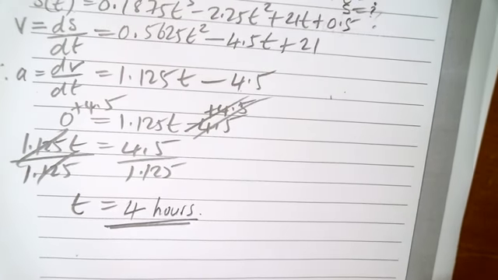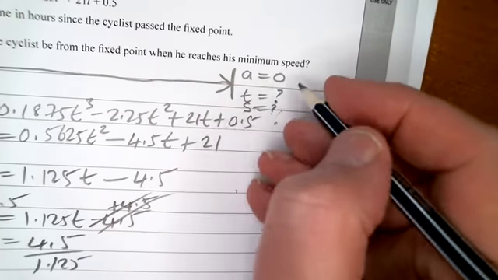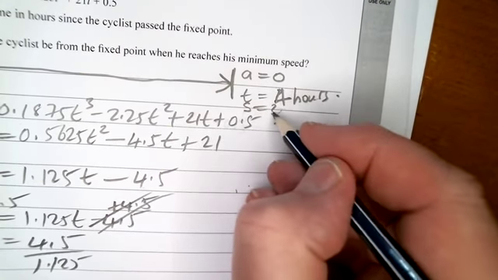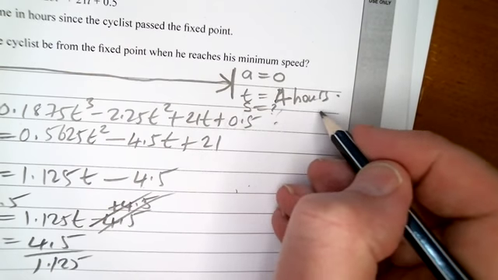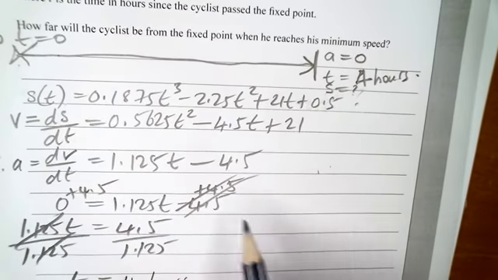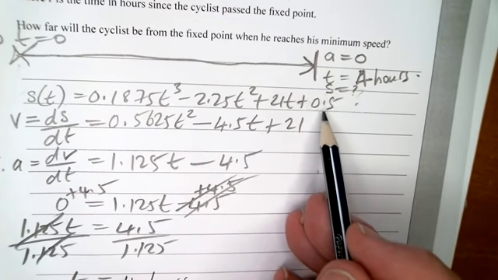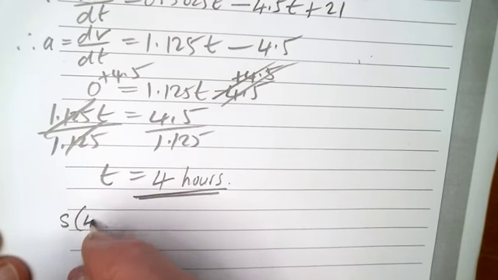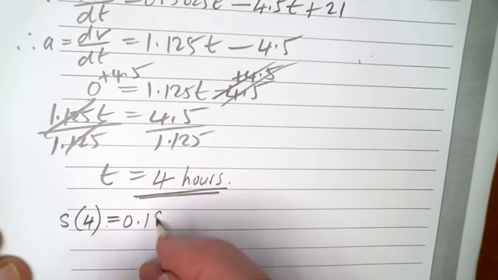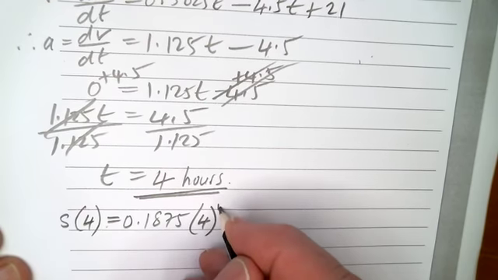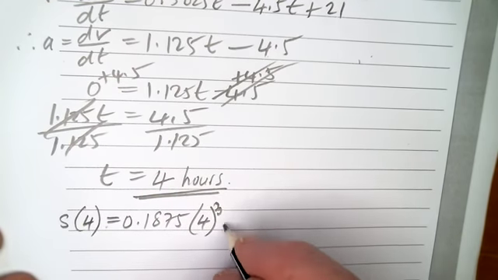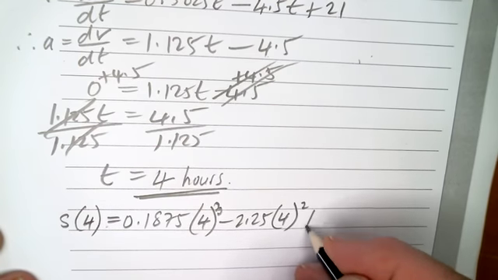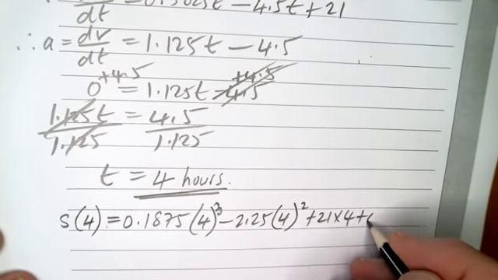Now, of course, that is the time we are at this point here. I'll put a 4 here, that's 4 hours. We want to find out s, how far it's traveled in those 4 hours. To do that, we take the original equation and we populate it with a 4 every time we see a t. So s of 4 is equal to 0.1875 times 4 cubed, minus 2.25 times 4 squared, plus 21 times 4 plus 0.5.